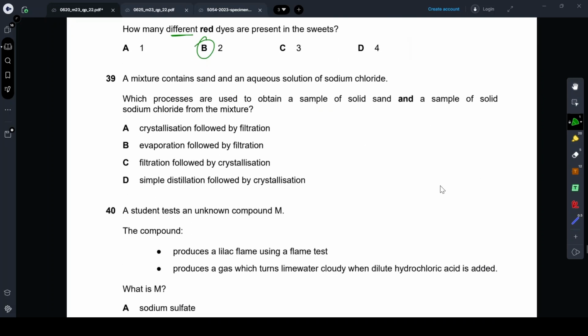A mixture contains sand and an aqueous solution of sodium chloride. Which processes are used to obtain a sample of solid sand and a sample of solid sodium chloride from the mixture? Is it going to be C? Yes, C. The filtration is going to trap the sand, and the crystallization is going to turn the sodium chloride into solid.